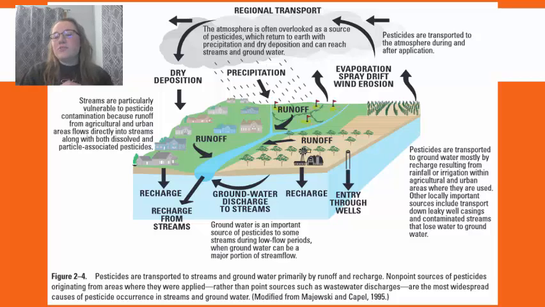But here's the thing, farmers don't want to spend a lot of money on pesticides because it's really expensive. They only want to apply as much as is needed. So I encourage you to pause the video here, take a look at this diagram and really read through and take in all of these ways that pesticides can move.